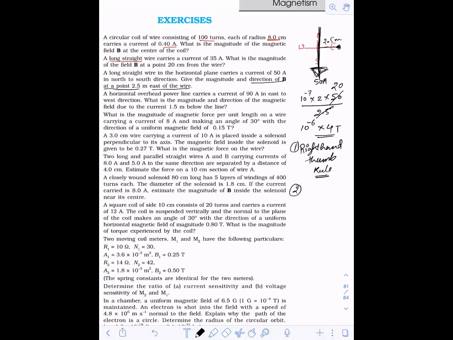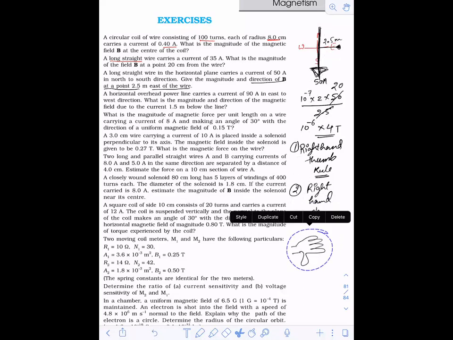The second thing you can use is the right hand palm rule, which is relatively easier over here. How are you going to do that? You have to align your fingers in the direction of, sorry, not magnetic field, in the direction of the point, like this. All of you just see this.